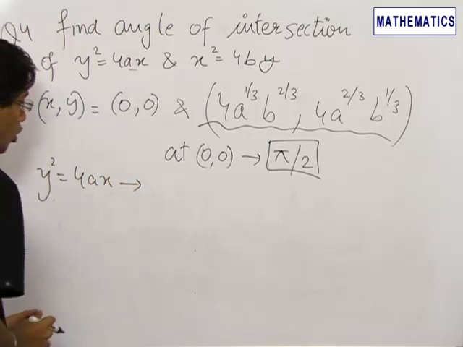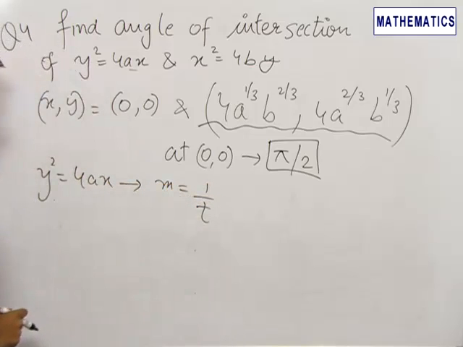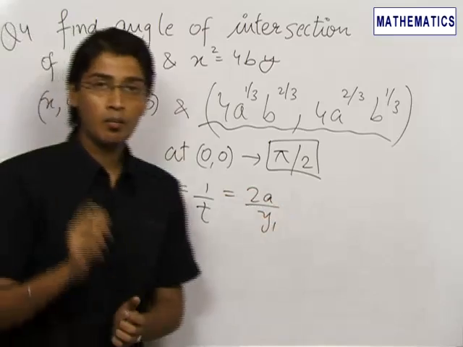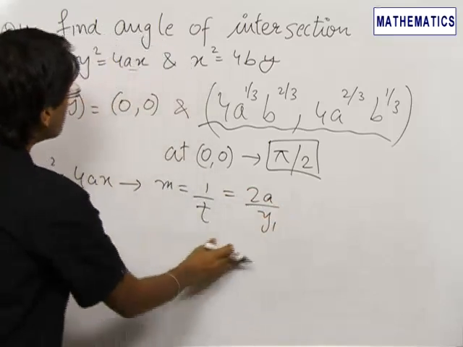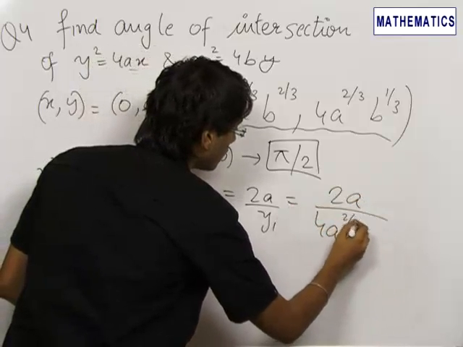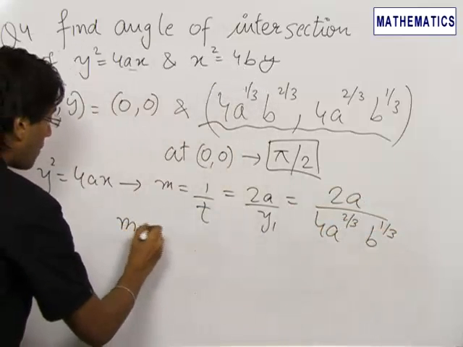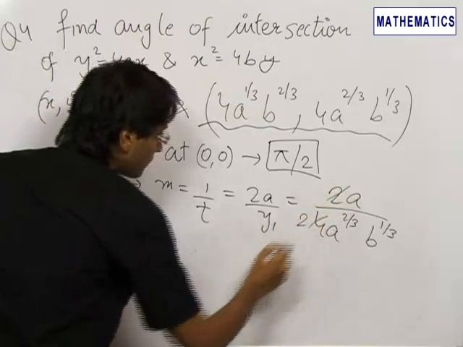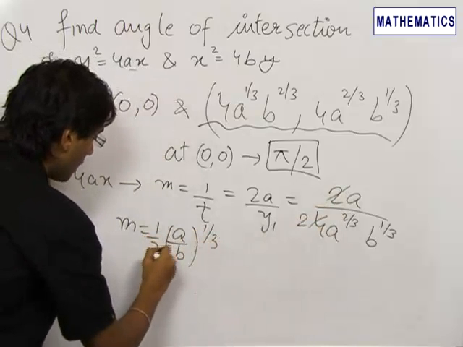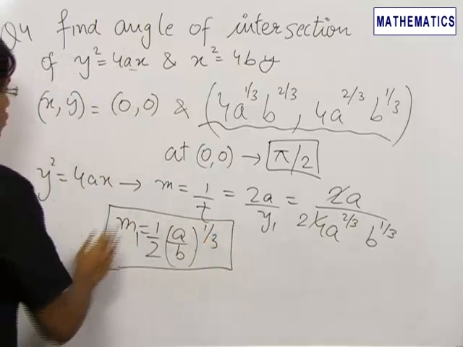For the first parabola y square is equal to 4ax, we know that the slope of tangent is equal to 1 by t, which is equal to 2a upon y1, where y1 is the y coordinate of the point at which the tangent is made. Here the tangent is made at this point, hence putting the y coordinate as 4a^(2/3) b^(1/3), we get the slope m1 as, this becomes half, this becomes (a by b) whole power 1 by 3 and half. This is the slope of the first tangent, or the tangent to the first parabola.